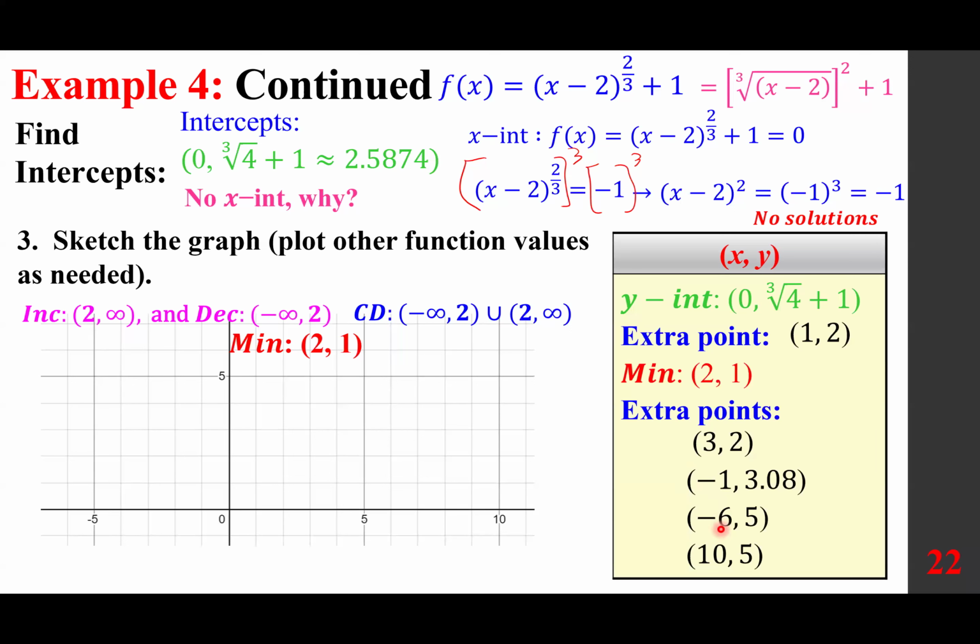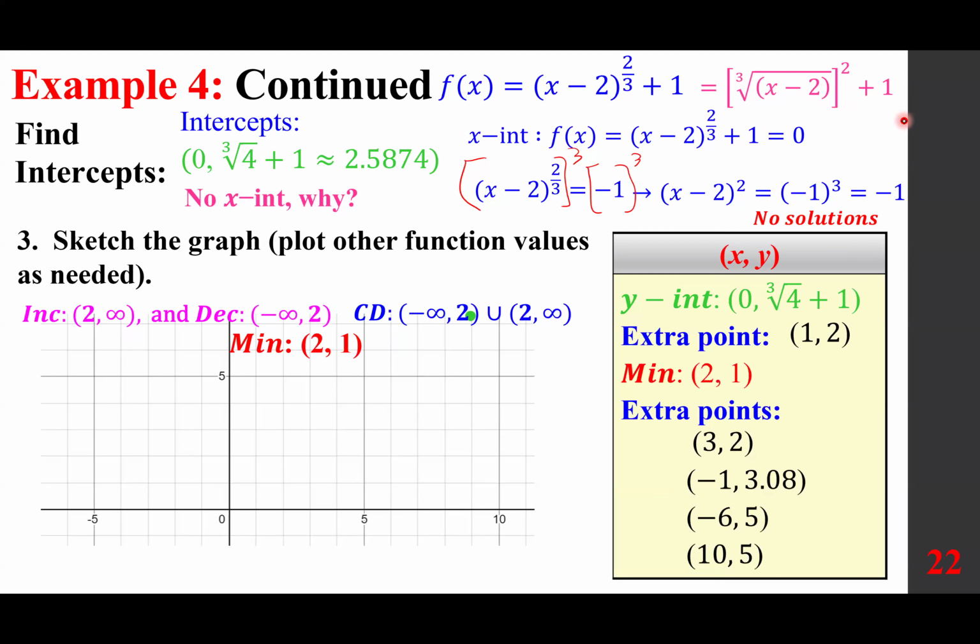This one you need, I just wanted to throw in some number that requires a calculator. But what about negative 6 and 10? Because it's a cube root, I'm going to make a negative 8 or positive 8. To make a negative 8, I need negative 6. Comes out as negative 2 squared is 4, and 1 is 5. If I want to make it 8, I put 10. 10 minus 2, 8. Cube root is 2. 2 squared is 4, and 1 is 5.